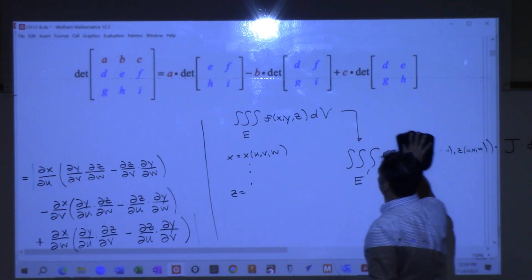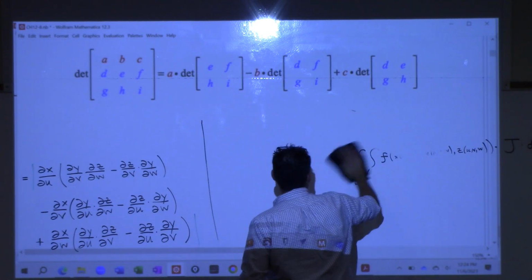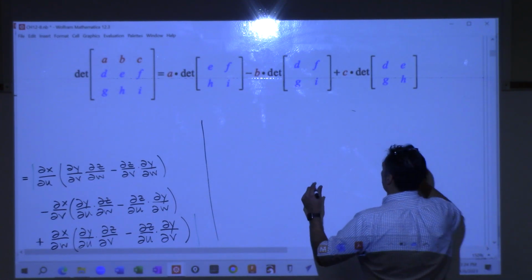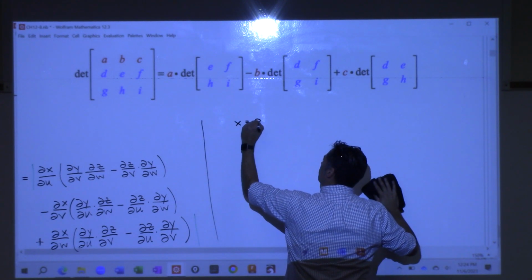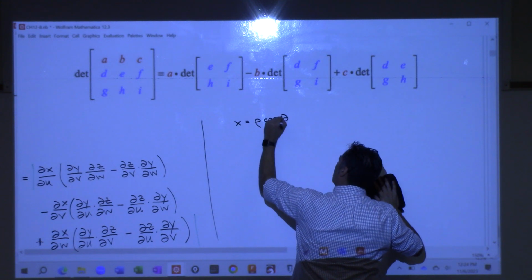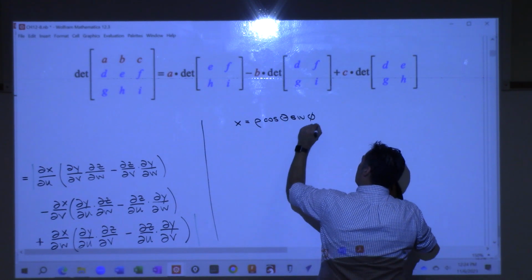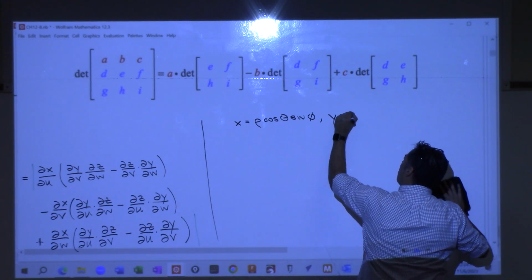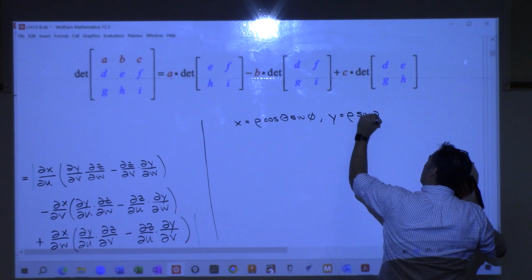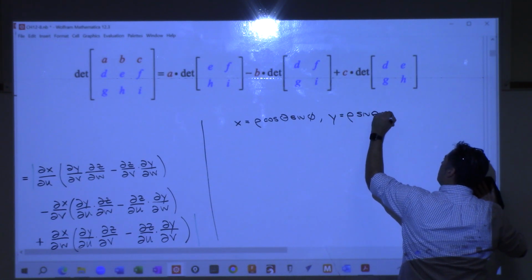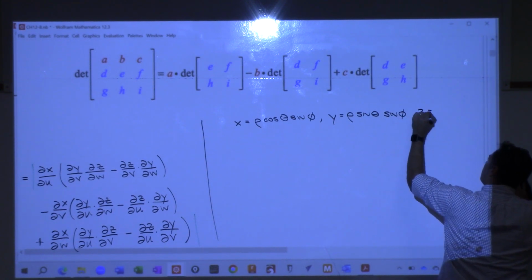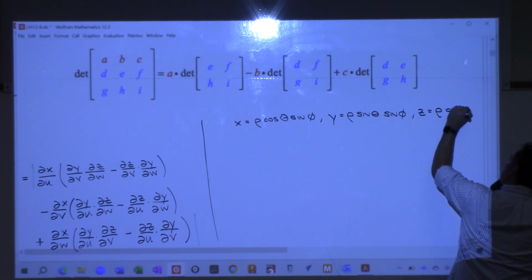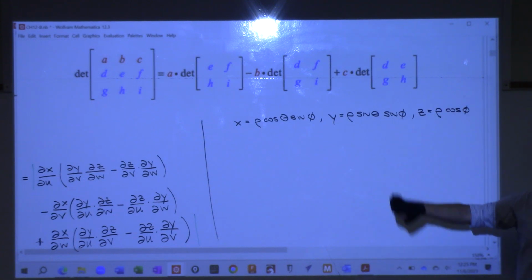So here's what I'd like for us to do. If we're going to go from Cartesian to spherical, here's the conversion. X is equal to, let me write what it normally is. It's rho cosine theta sine phi. Then the y is rho sine theta sine phi, right? And then the z is rho cosine phi. Right, that's what I told you spherical conversion is, right?